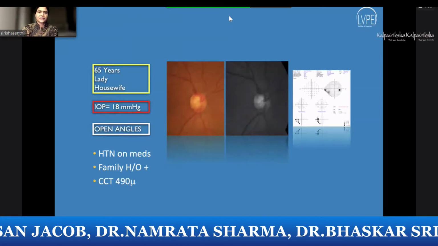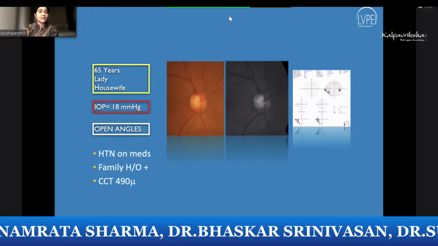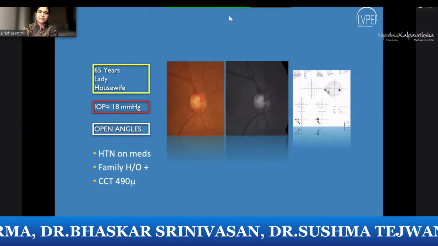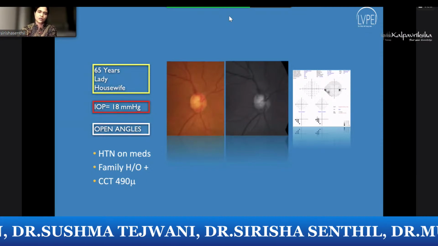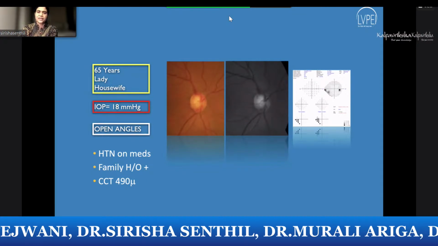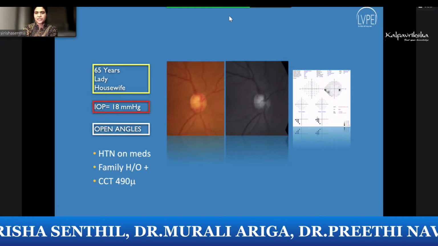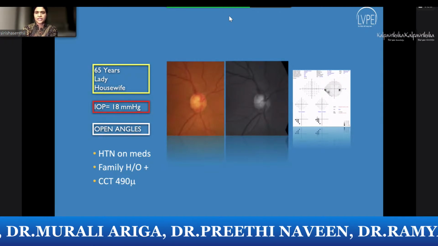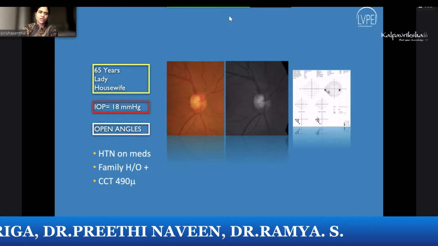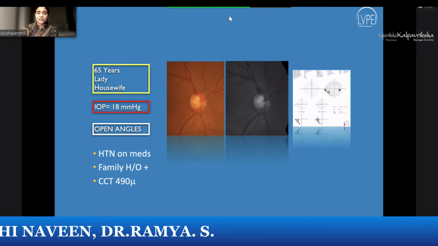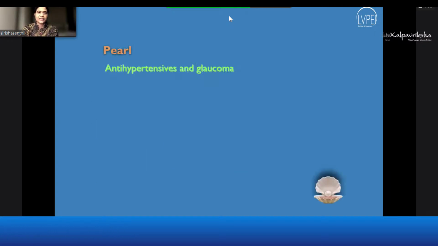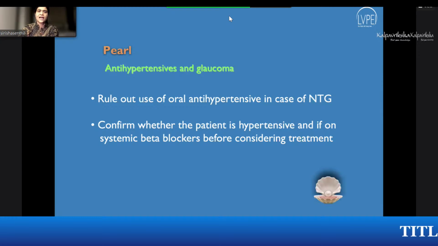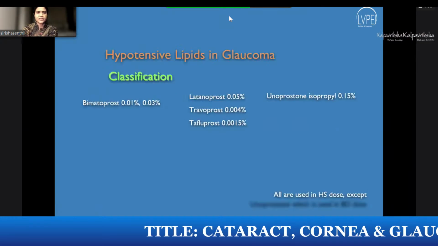So just to give you an example, a 65-year-old lady with IOP of 18 millimeters of mercury is hypertensive on treatment, has family history of glaucoma, and CCT is on the lower side. You see that there is a superior rim thinning and a disc hemorrhage present, and the patient's visual field also shows an inferior nasal defect. So this possibly falls into a category of, definitely there is glaucoma, possibly a normal tension glaucoma, but what I would like to highlight here is this patient is on antihypertensives and possibly on oral beta blockers, because of which the intraocular pressures are lower.